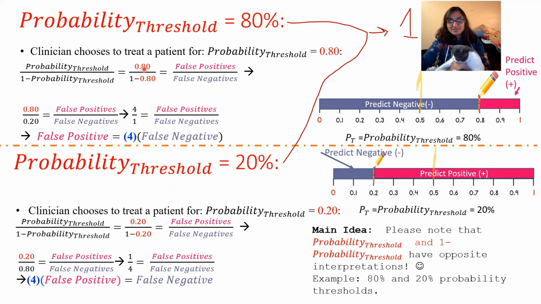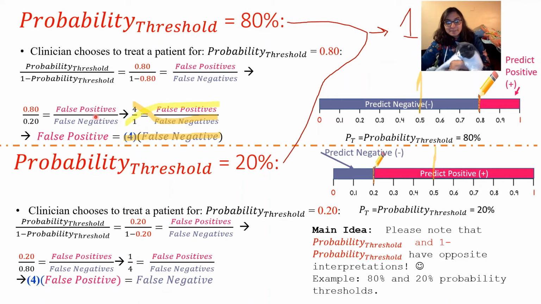But just to motivate it, if the probability threshold is 80%, we plug 80% into this formula. 80% over 1 minus 80% equals false positives over false negatives. That's just 80% over 20%, which we simplify to 4 to 1. We divide by 20 and then we get 4 over 1. And then we do something called cross multiplication again. 4 false negatives is equal to 1 false positive.